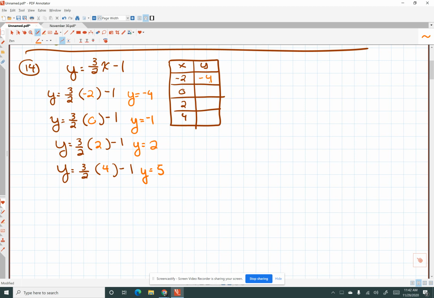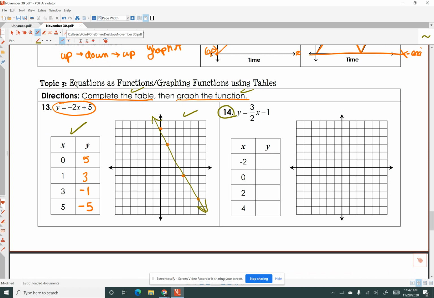So let's insert those in our chart, and then we can go back and finish our problem. So we have negative 4, negative 1, 2, and 5. And we can go ahead and graph those. So negative 2, negative 4; 0, negative 1; 2, 2; and 4, 5. And let's carefully draw the line. That is the graph. And there you have it.